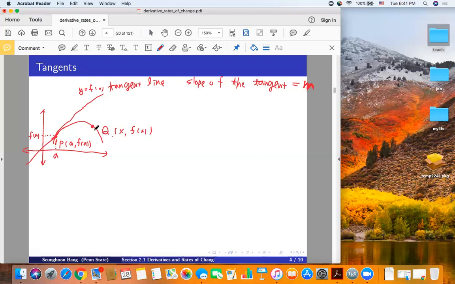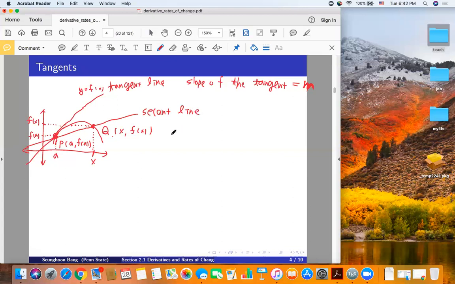What's that? Here, the corresponding x component is x, the corresponding y component is exactly f of x. So like this, I can connect this point P and point Q. We can connect these 2 points. So we have this line. This line, like this, we call the secant line.